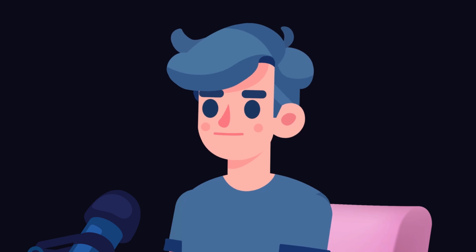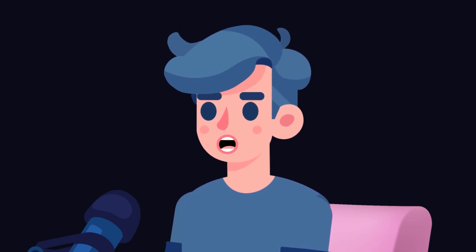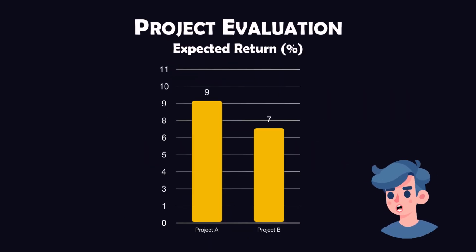WACC is critical in capital budgeting. It serves as a hurdle rate that companies must surpass when evaluating potential projects. For instance, if a project generates a return higher than the WACC, the project will add value to the company. Conversely, if the project's return is lower than the WACC, it will reduce the company's value.